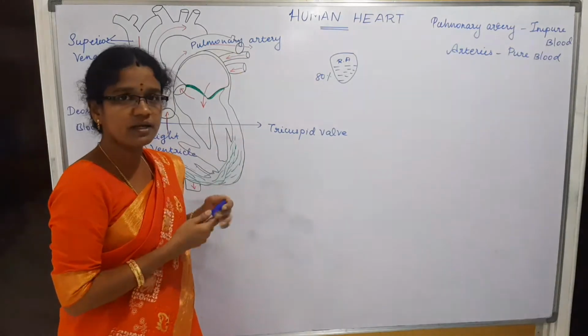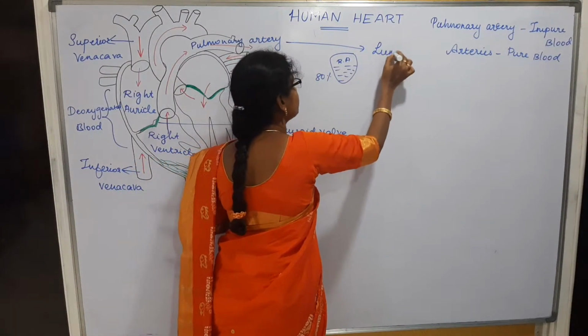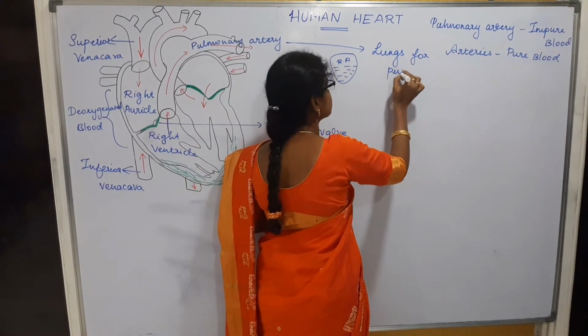Next, the right auricle gets this impure blood, and through the pulmonary artery it takes this impure blood to the lungs for purification.